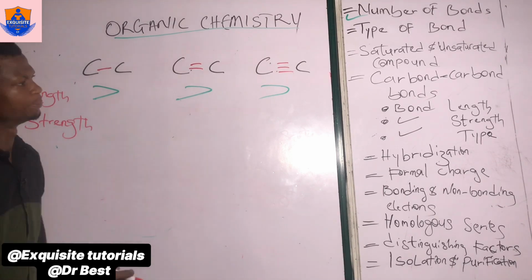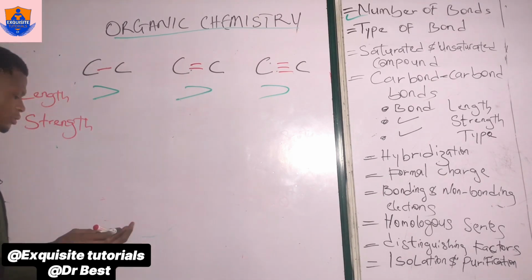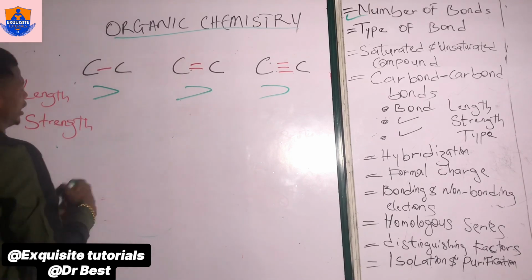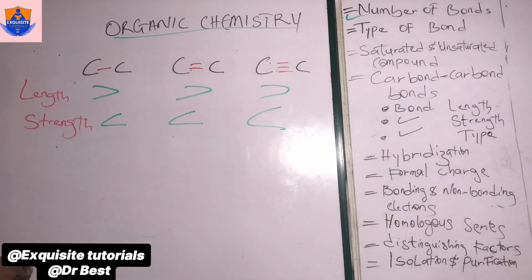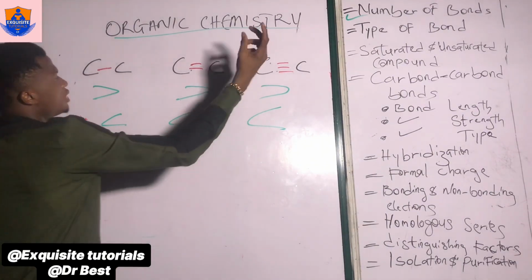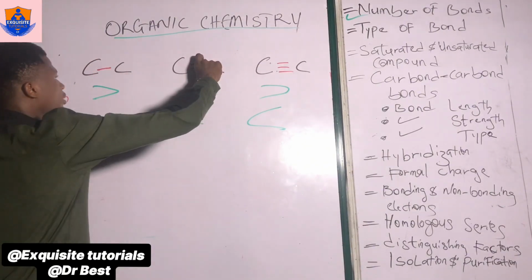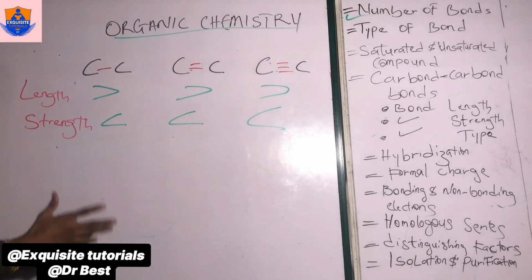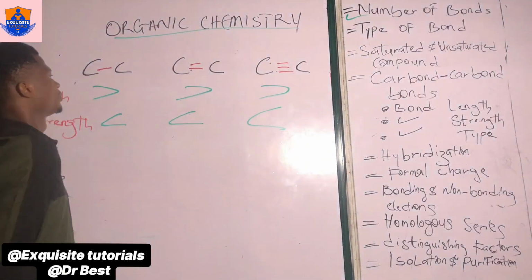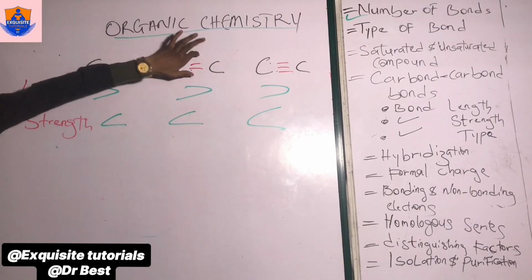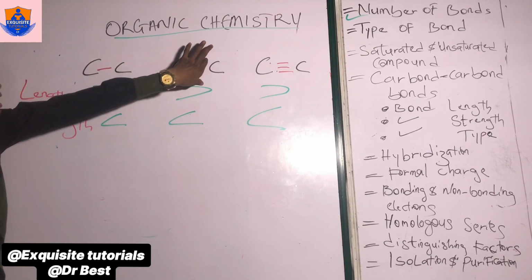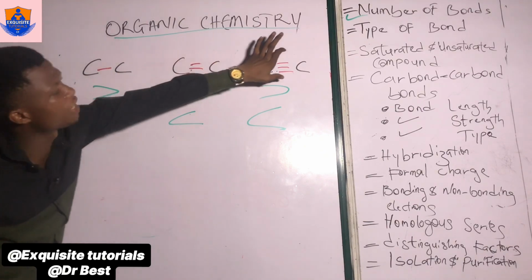Talking about bond strength is in this order. Take note. Triple bond is stronger than double bond. Double bond is stronger than single bond. Why is it so? It is easier to break just one bond than for you to break two bonds. And it's easier to break two bonds than for you to break three bonds.